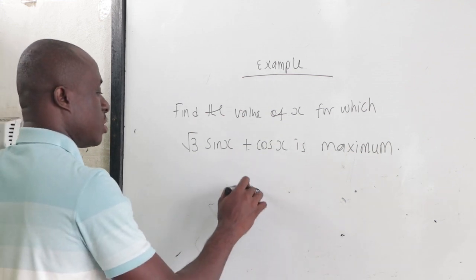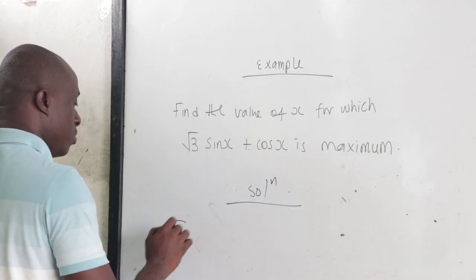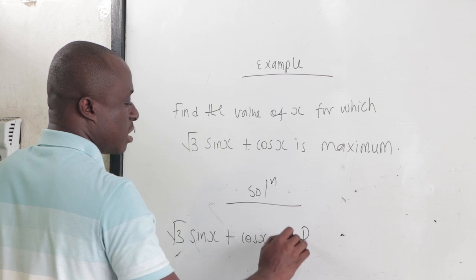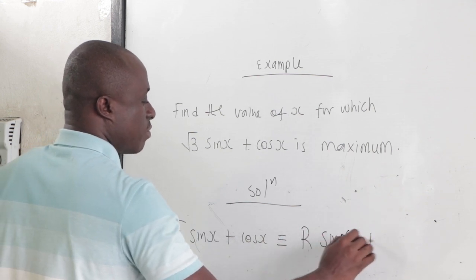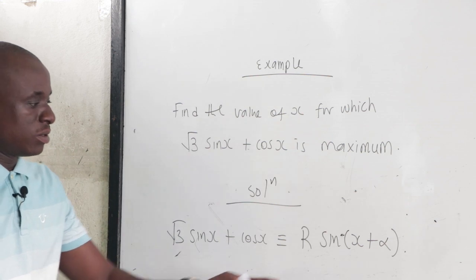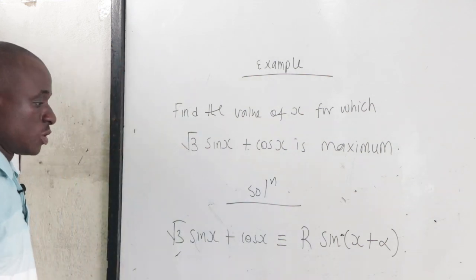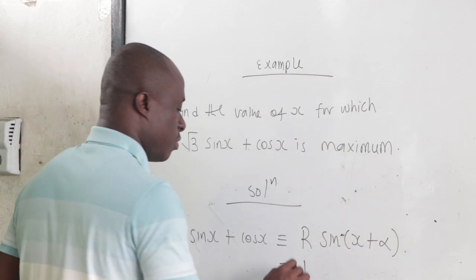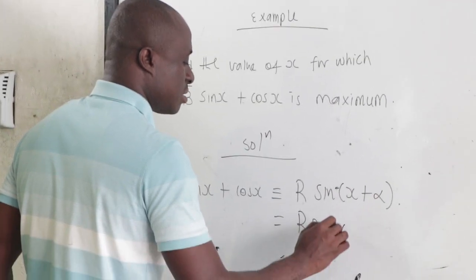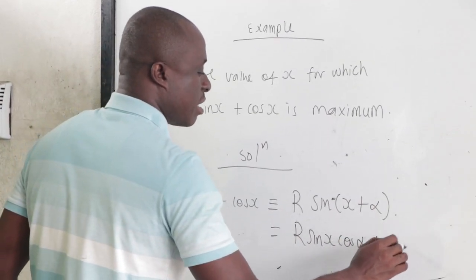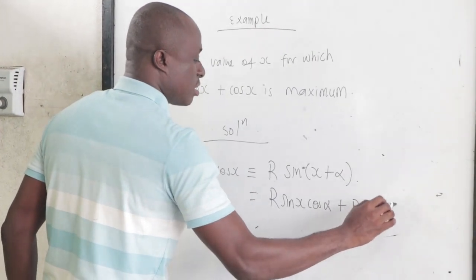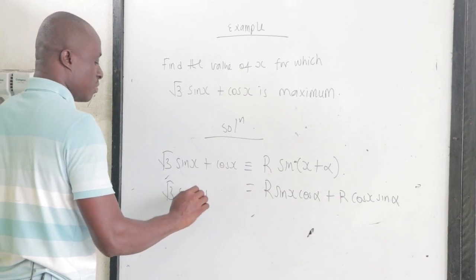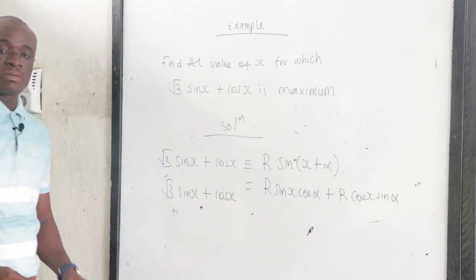Now let's see, this says find the value of x for which this is maximum. So this is a past question. We have root 3 sine x plus cos x. Now let's express this in the form r sine(x plus alpha), where r is greater than 0 and alpha is an acute angle. So what are you supposed to do? Find r and then alpha. Now let's expand this. We have r sine x cos alpha plus r cos x sine alpha.